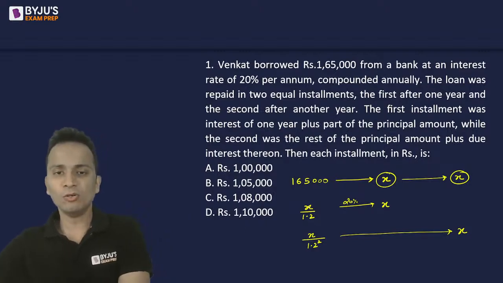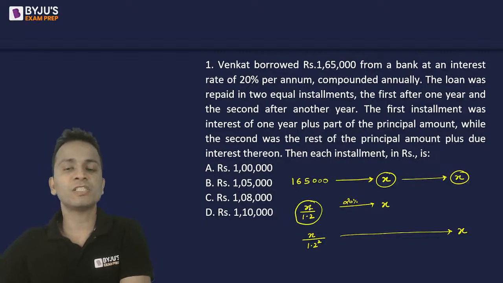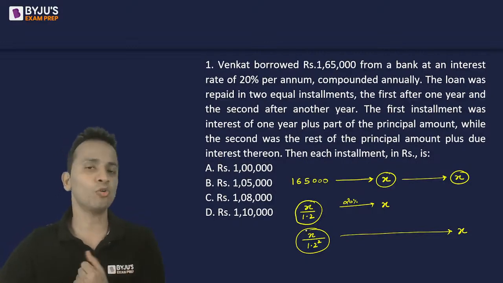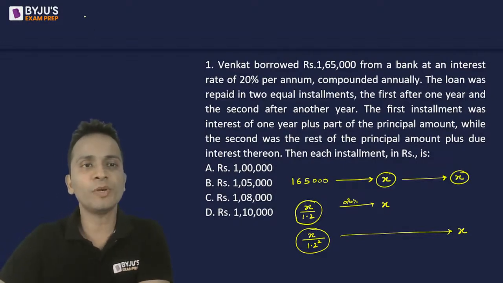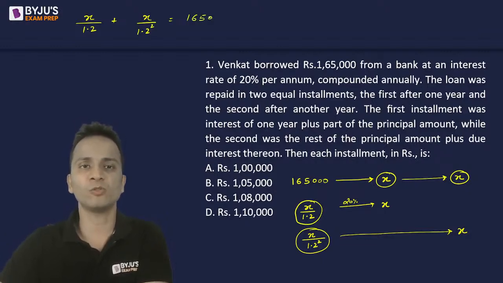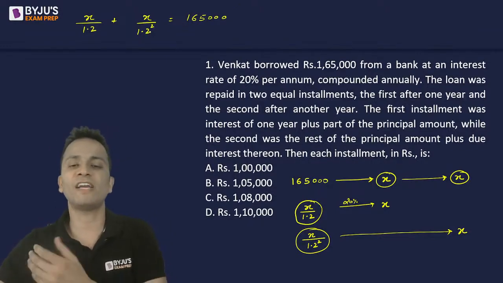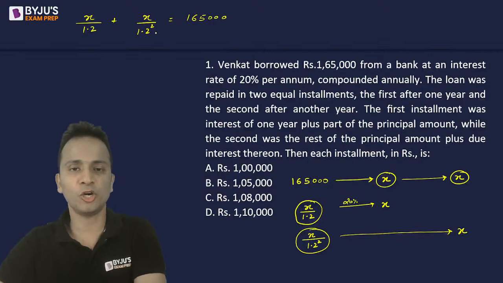Now, this is the present value of the first installment. This is the present value of the second installment. The sum of these two should be equal to the loan that is borrowed from the bank. So I'll have the equation X upon 1.2 plus X upon 1.2 square will be equal to 1,65,000. All right, fine. Now you can solve this equation and find the value of X. That will be your answer.